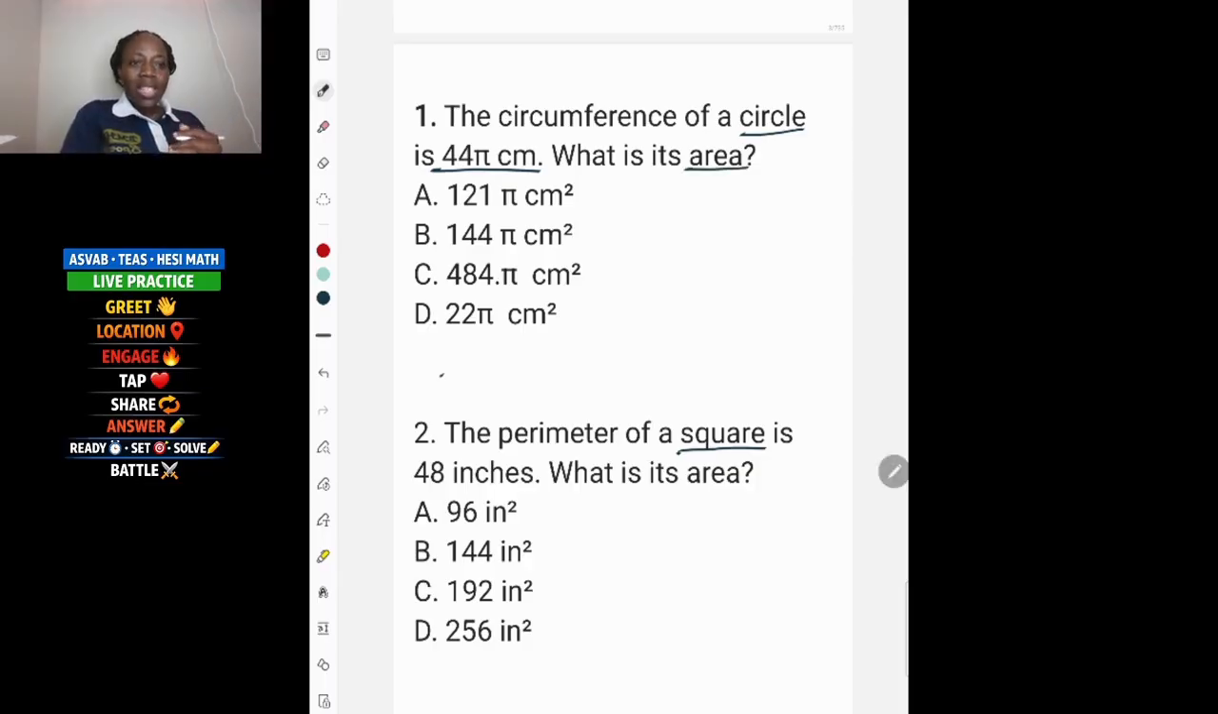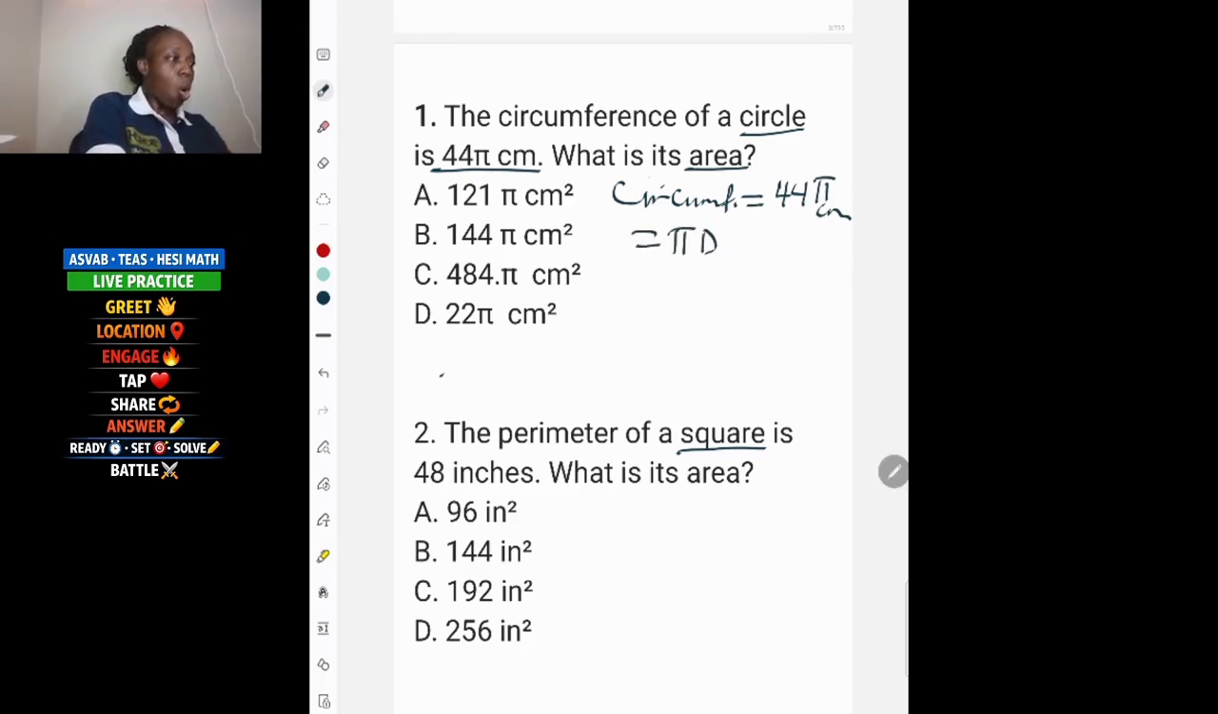What is the formula for circumference? I will just make it short: 44 pi centimeter here. We don't have radius, we don't have diameter. Circumference is pi d or 2 pi r. That's the formula for circumference. So, what do we need? We need r, the radius, because we still need area, right? Area is what? Pi r square.